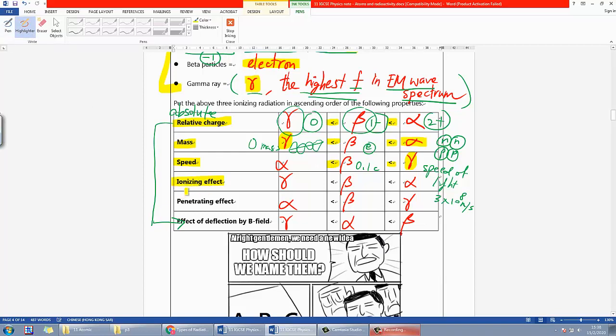Ionizing effect. If you don't know what the word ionizing means, ionizing actually means ripping off the electron from a certain object or surface. For example, if you put an alpha particle or alpha source, something that emits alpha, near your skin, this would not be a very good idea, because it will ionize your skin, and that basically damages your skin cells.